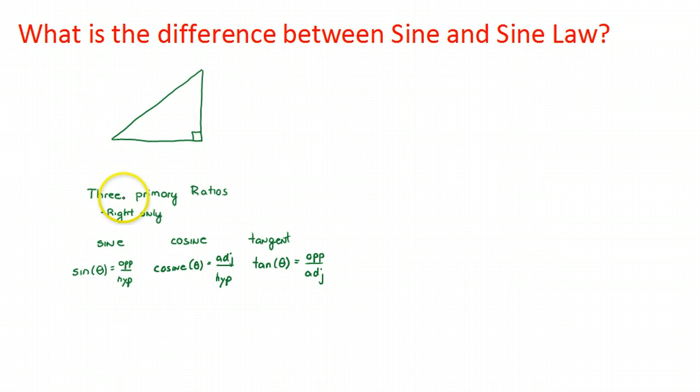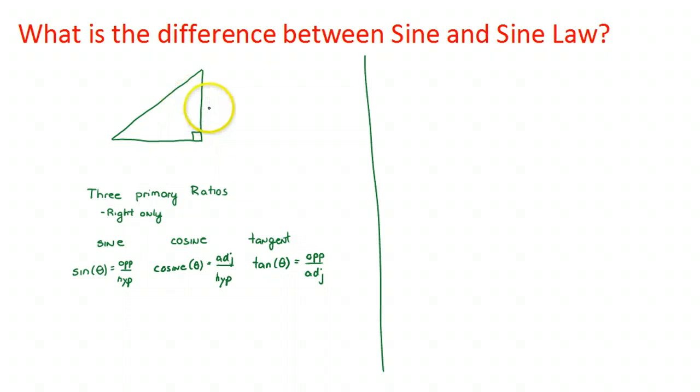So now remember, primary trig ratios, when we first start developing sine and cosine, apply only to right triangles. So I could give you a triangle like this, and I could say, well, if this is 1 and this is root 3, and this is some angle theta, I could ask you to find theta.